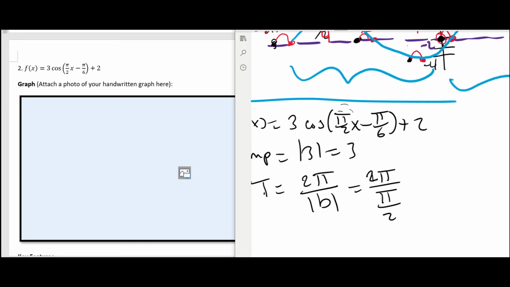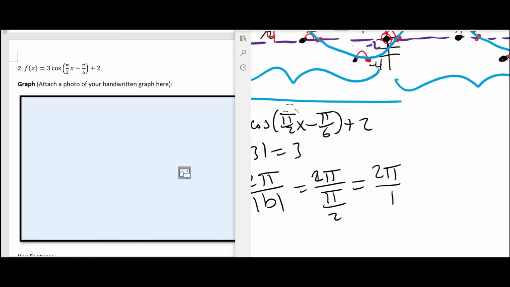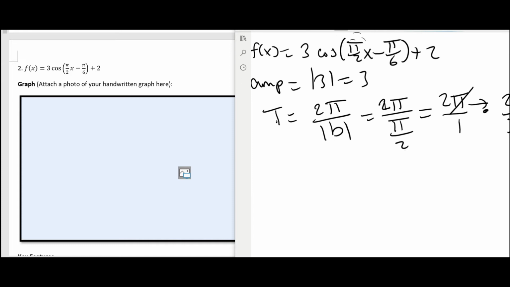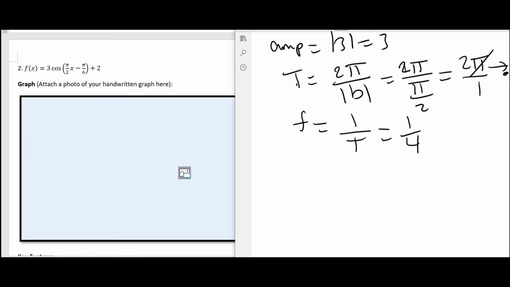So it's 2 pi divided by pi over 2. Again, to do this, you need a KCF. Keep the 2 pi, put it over 1, because there's an invisible 1 there. Flip the pi over 2, so it's 2 over pi, and then change the multiplication. So the pi's cancel here, and then you have essentially 2 times 2, which is going to be 4. And then 4 divided by 1 is just 4. So your period is 4. And then your frequency, we'll call f, is 1 over your period. So it's going to be 1 over 4, because your period was 4.